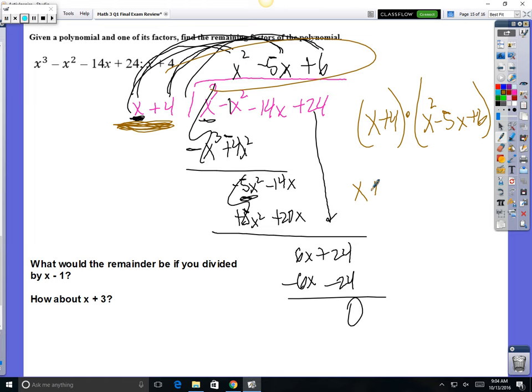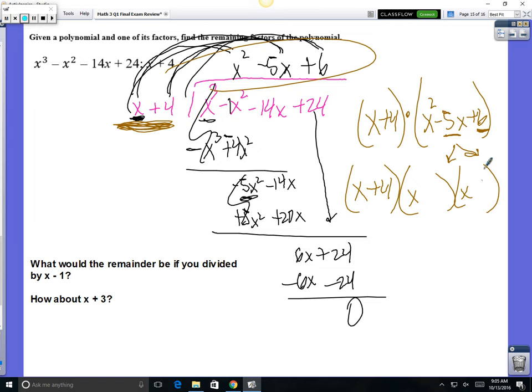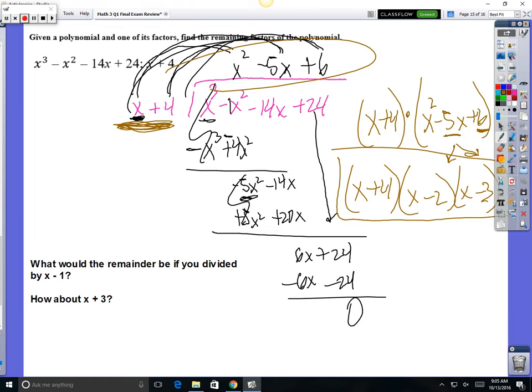And for your final answer, you can factor this down. So what times to give you 6 and adds to give you a minus 5? So it's got to be x, times to give you 6, but adds to give you minus 5 is a minus 2 and a minus 3. Because a negative 2 times negative 3 is positive 6, but a negative 2 plus negative 3 is negative 5. So there we go.